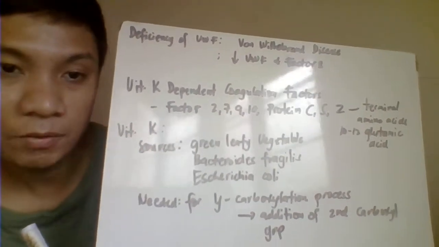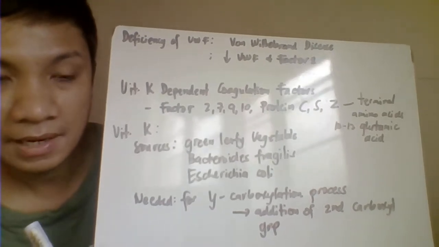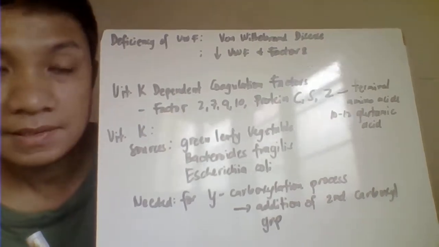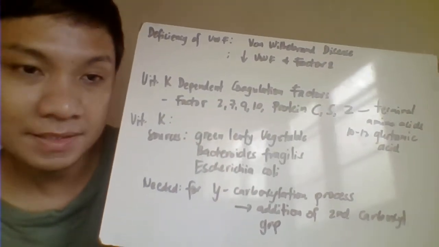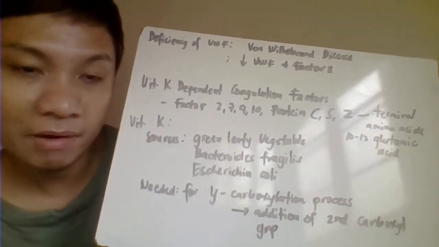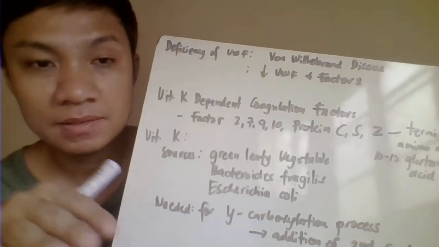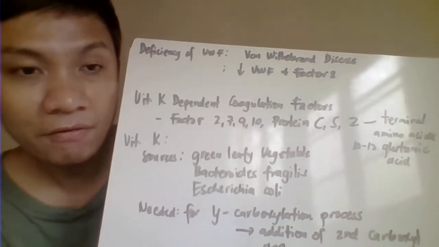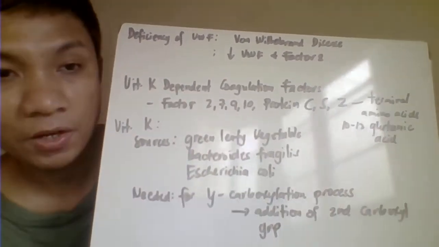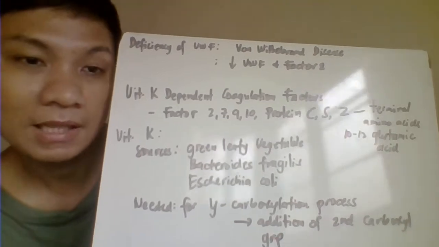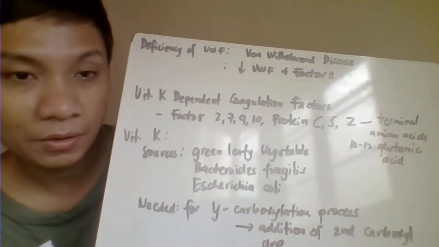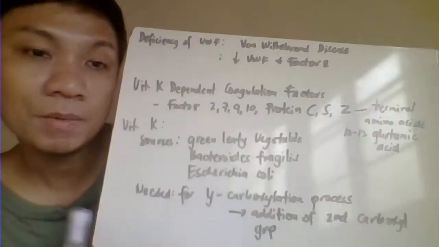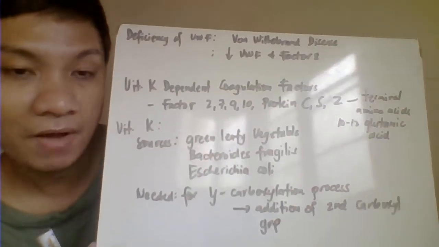In the case of your von Willebrand disease, that is characterized by the decrease in the von Willebrand factor concentration. Since ang complex natin na factor 8 von Willebrand factor, between the two, mas malaki ang von Willebrand factor natin compared to your factor 8. And therefore, pag ang patient natin ay von Willebrand disease, automatic na mababa ang kaniyang von Willebrand factor, so mababa din ang ating factor 8. Kasi between the two, mas malaki ang structure ni von Willebrand factor.